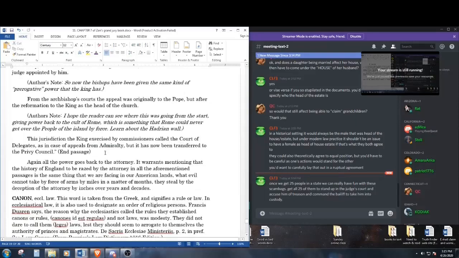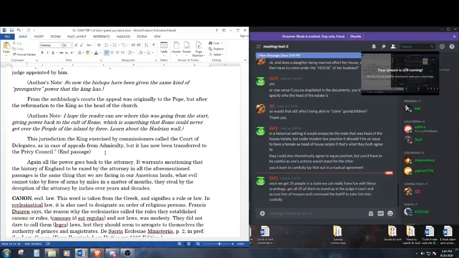So I hope the reader can see where this is going from the start, giving power to the cult of Rome, which is something that Rome could never get over the people of the island by force, an aspect of learning about the Hadrian Wall. I won't get into that, but that's an interesting part of history as far as why Rome could never completely conquer the Isles. So this jurisdiction the king exercised by commissioners called the Court of Delegates, as in case of appeals from Admiralty, but it has now been transferred to the Privy Council. That's where you get the aspect of ecclesiastical law, and why it still matters today from the standpoint of probate.